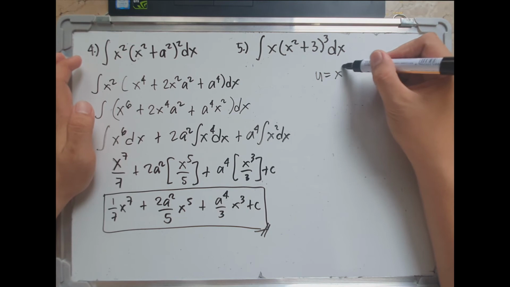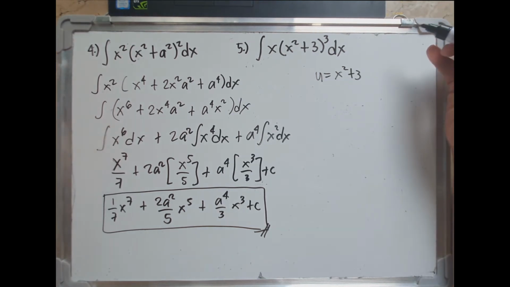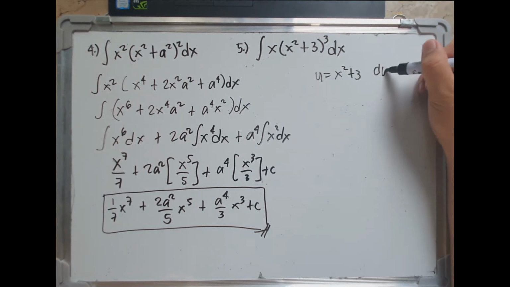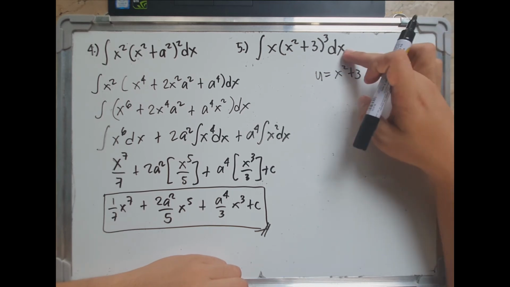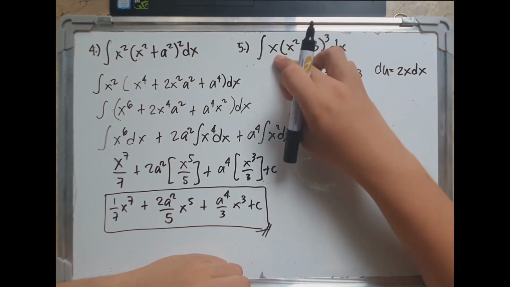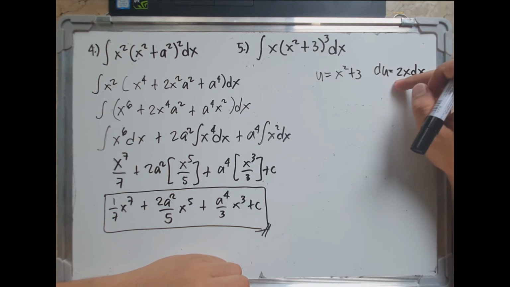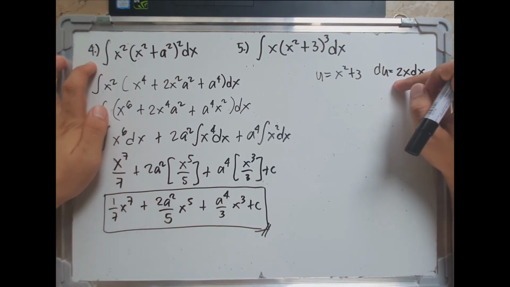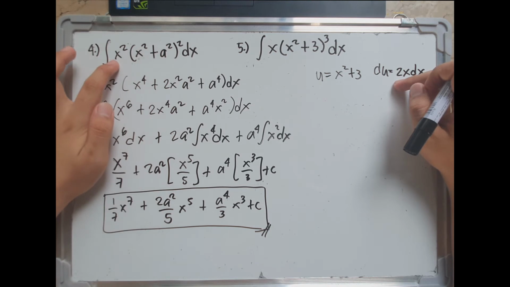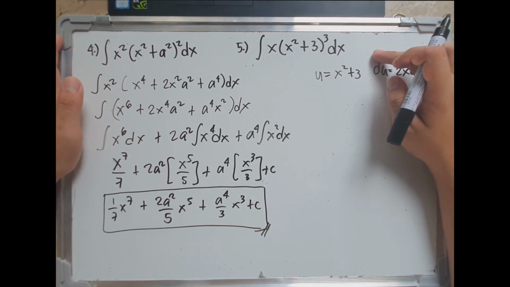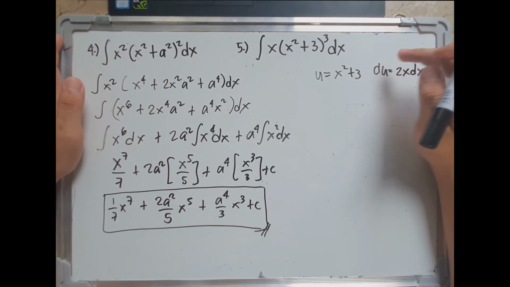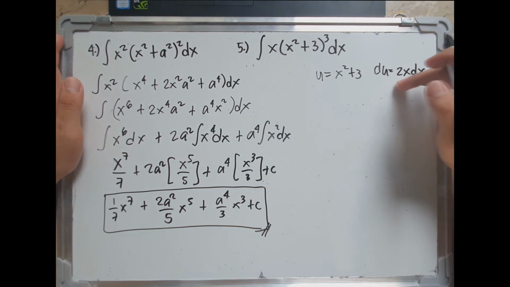So we have u equals x squared plus 3. Deriving the u, we'll be having du equals 2x dx. We have our dx right here, we have our x right here, and we only need 2. Unlike with problem number 4, we will not be having an extra x here. So for problem number 5, it's easy for us to identify the u and the du. Now we only need 2.